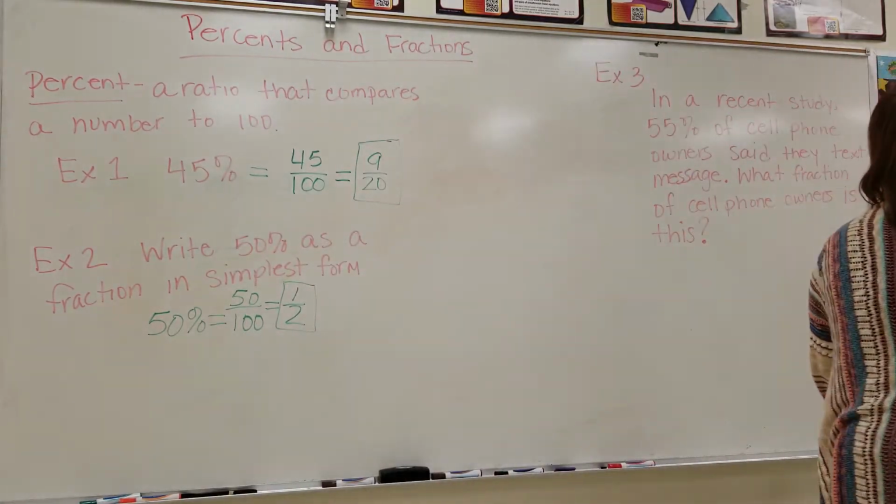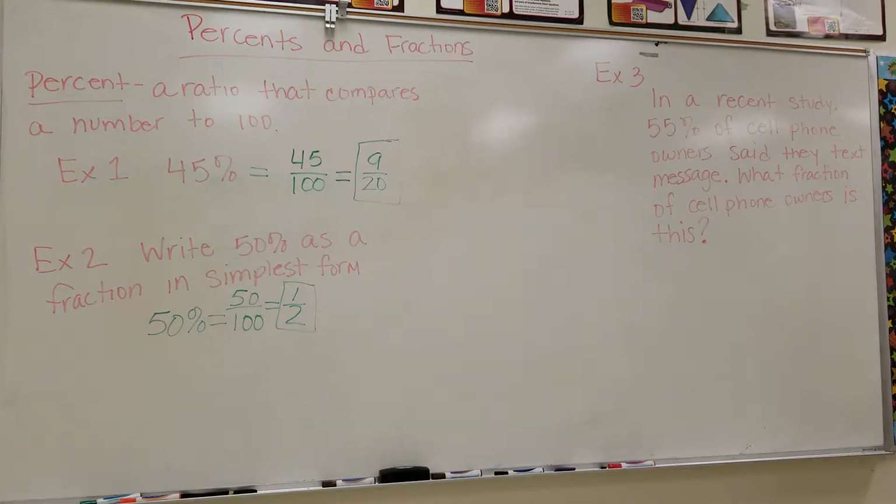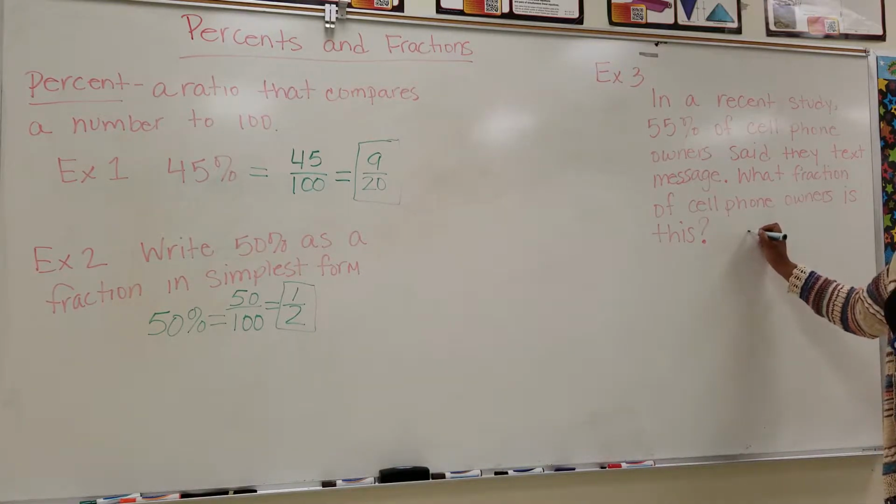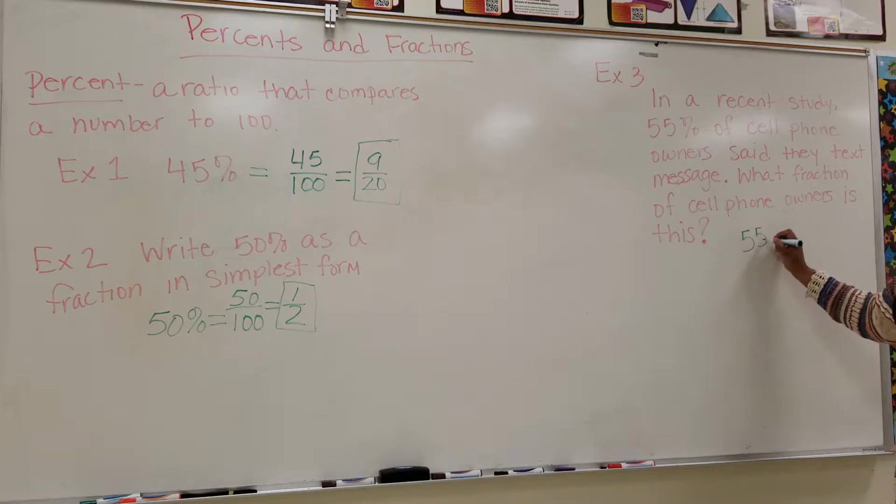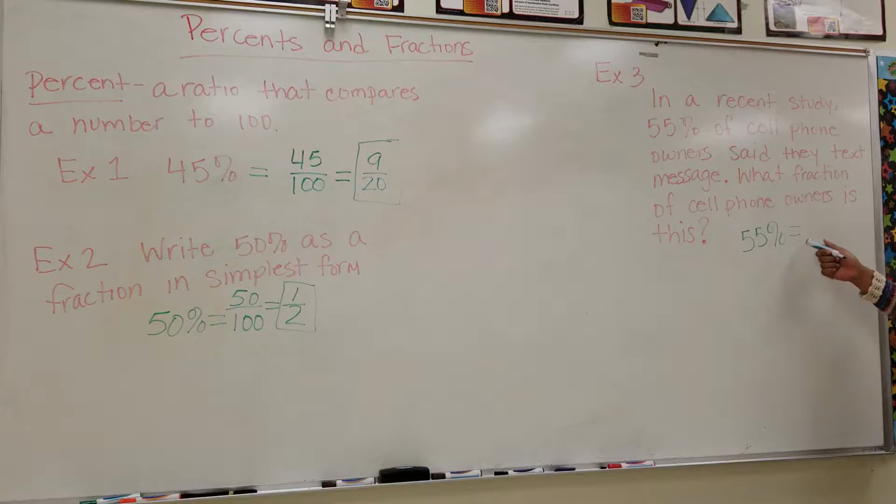Example number 3 says, in a recent study, 55% of cell phone owners said they text message. What fraction of cell phone owners is this? Okay, so they want us to find the fraction of cell phone owners. 55% is the cell phone owners. So therefore they want a fraction of 55%. 55%, and we have to put it into a fraction or a ratio.